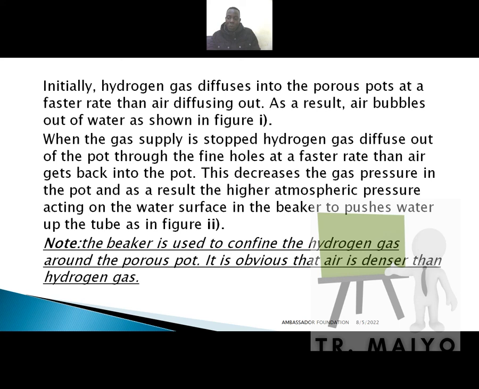Now note this, the beaker is used to confine the hydrogen gas around the porous pot, but it is obvious that the air is denser than hydrogen gas, so the hydrogen gas will rise up. No problem with that. I have given you many slides, you can use your books and your notes for anything that you think that you don't know.